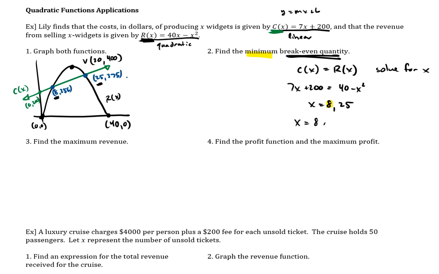And it would be widgets, whatever the unit is, and it's widgets in this problem. So when x equals 8 widgets, we have broken even. Okay, so moving on to number 3.